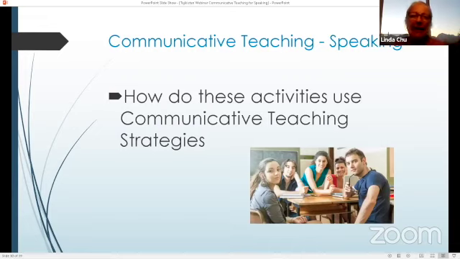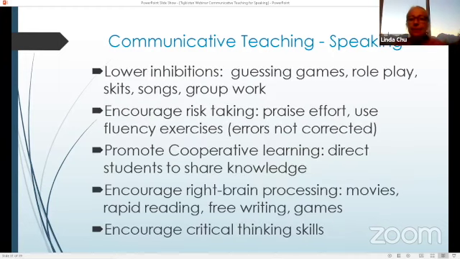Communicative teaching, speaking. So I've presented lots of activities. And how do these activities use the communicative teaching strategies that we talked about? So we're using lowering inhibitions, right? Some of them were guessing games, role play, songs, and a lot of group work or pair work. We're encouraging risk-taking, using fluency exercises.